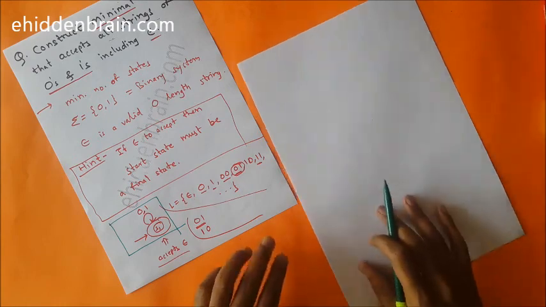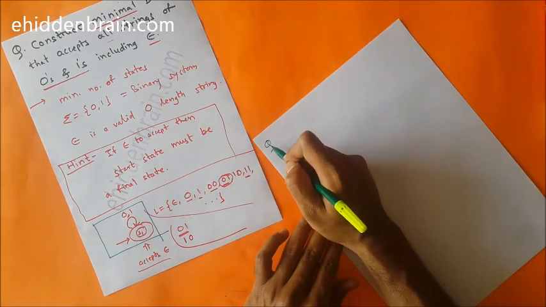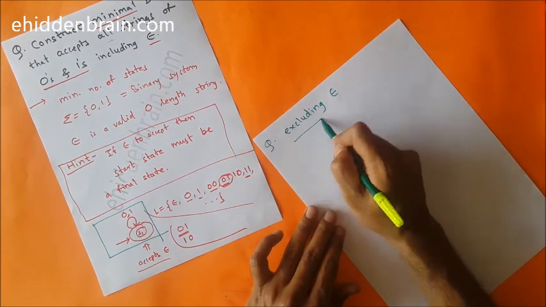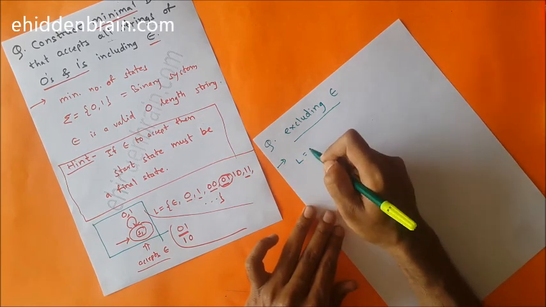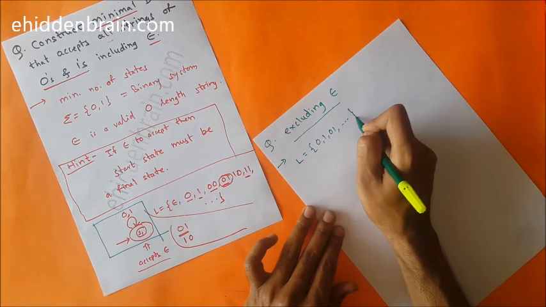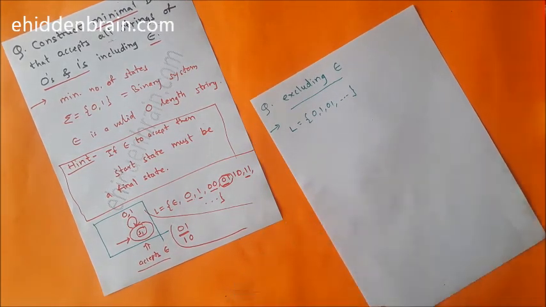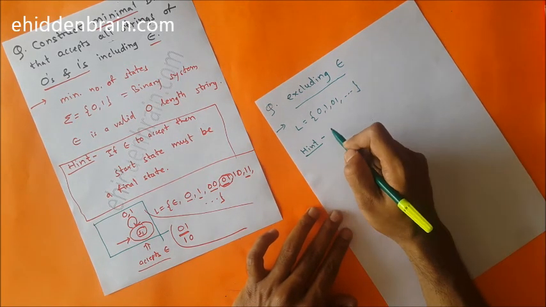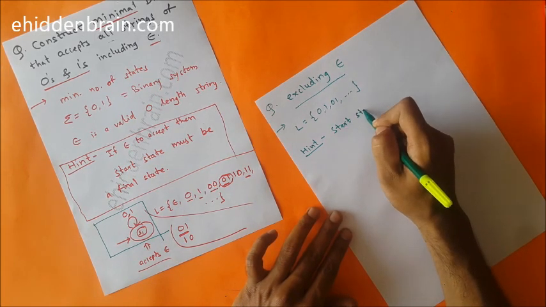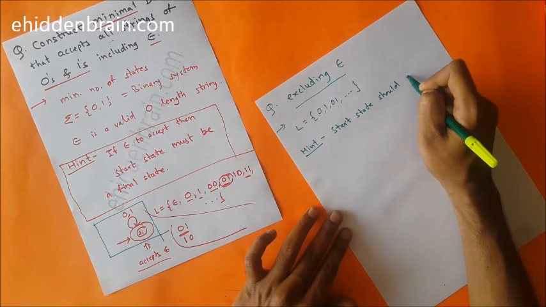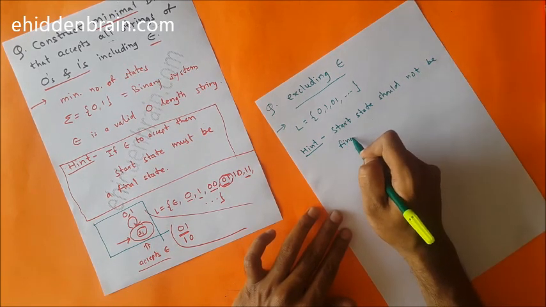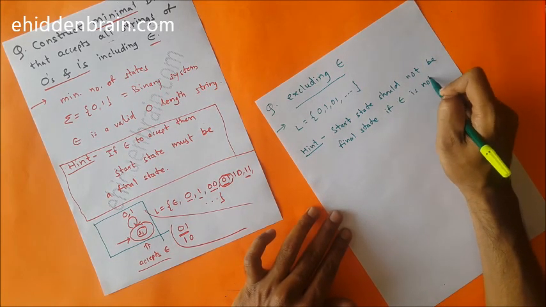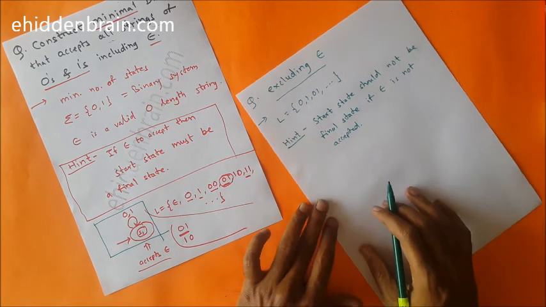But now I can enhance this problem. If I say the next question, which is excluding epsilon, then the language will consist of 0, 1, 01, like this, right? It means the language will never consist of epsilon. So if you really want to exclude epsilon, again a hint: to exclude epsilon, the start state should not be a final state, if epsilon is not accepted. Understood? So it's very simple.